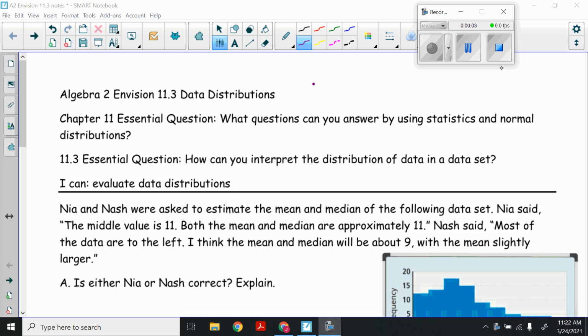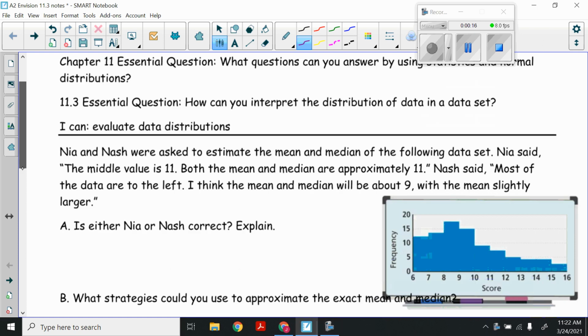Right, and today in Algebra 2, we're going to look at section 11.3. We're going to split this up in 2 days. So today we're going to look at the first half. This talks about data distributions. We should be able to evaluate data distributions at the end of this lesson.